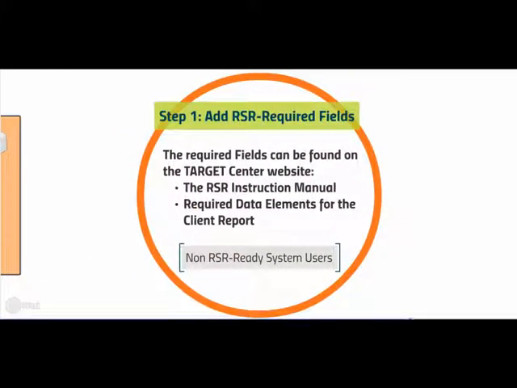In step 1, you have to make sure your system can capture all the data elements required by the RSR report. You won't even have a chance at submitting a complete data report if you don't have the ability to collect the data you're looking for. This step is only a concern to those of you who aren't using an RSR-ready system to create the XML file, as all the data elements captured in the RSR are already in RSR-ready systems. If you don't use an RSR-ready system, make sure you understand which data elements are required for the RSR and that these elements are captured by your data collection process. Go to the Target Center website to download the instruction manual and the required data elements for the client report.